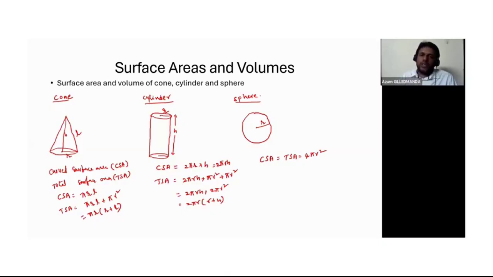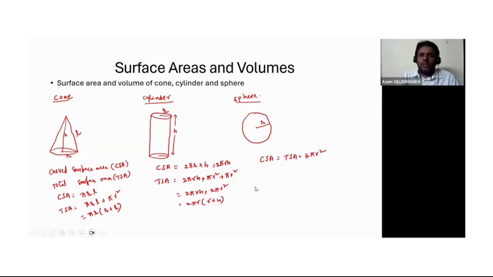In the cylinder, the curved surface area is 2 pi r, which is the perimeter of the circle, into h, because it has a height of h. That means if you add 1 centimeter circles up to h height, then that is your cylinder. So that's why 2 pi r into h. And the total surface area is the curved surface area 2 pi r h plus the bottom circular area pi r square and the top circular area pi r square. So 2 pi r h plus 2 pi r square, so 2 pi r into r plus h. And for the sphere, the curved surface area and total surface area both are the same. That is 4 pi r square.